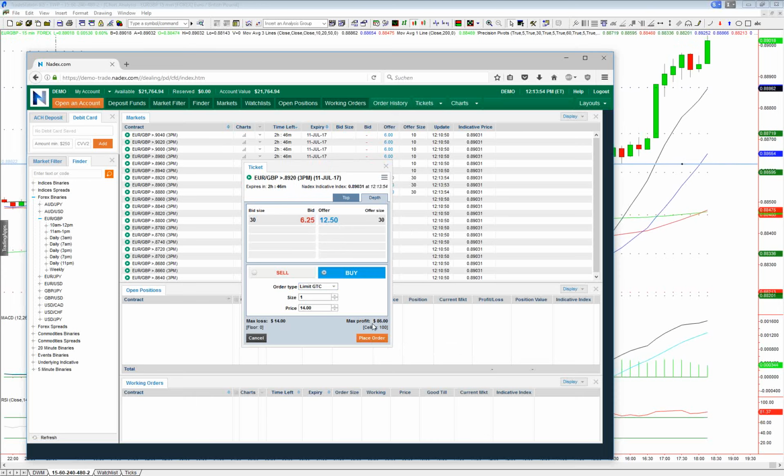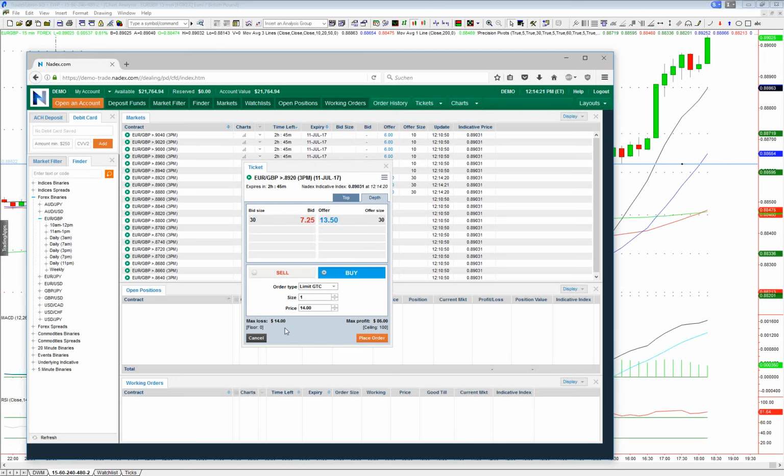And now we come to one important KPI when it comes to trading those binaries: reward to risk ratio. My reward would be 86 divided by 14, which is my risk. And this is a very nice, very decent number. This should be something around 6. Very nice. 6 to 1 on a trade, 6.5 to 1 on any trade. That's a very nice reward to risk ratio.